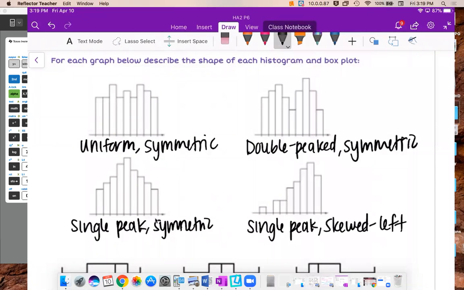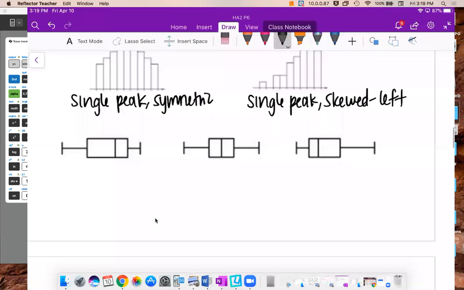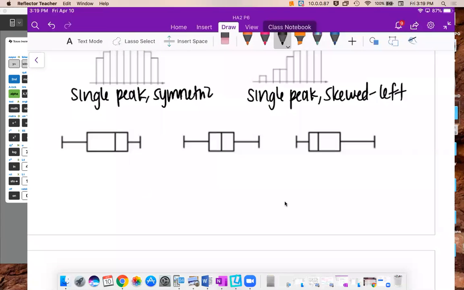Okay, and then when we talk about box and whisker plots or box plots, that's what these things are. You have the same idea. So if you have a whisker that is longer on your left side, that means this is left skewed. So most of your data is on the right side.